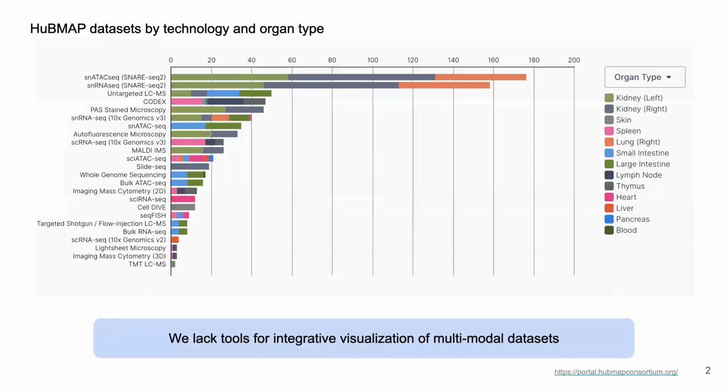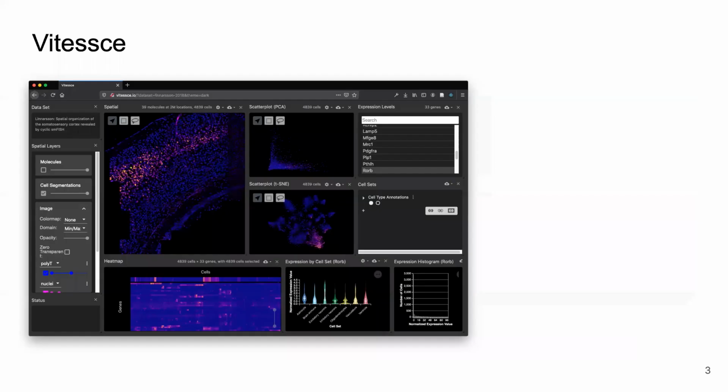In this plot, taken from the list of published datasets from the NIH Human Biomolecular Atlas, or HuBMAP consortium, we can see that HuBMAP labs have already submitted hundreds of datasets across technologies and organs. We would like to provide web-based interactive visualizations for all of these datasets, which requires rethinking existing visualization approaches in terms of both human-computer interaction and software engineering.